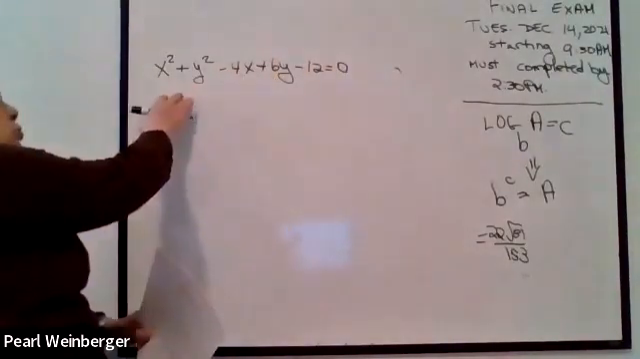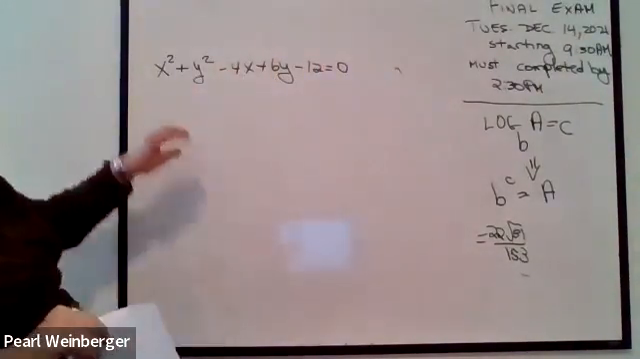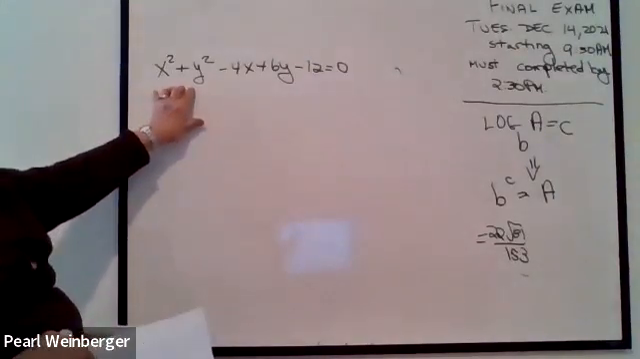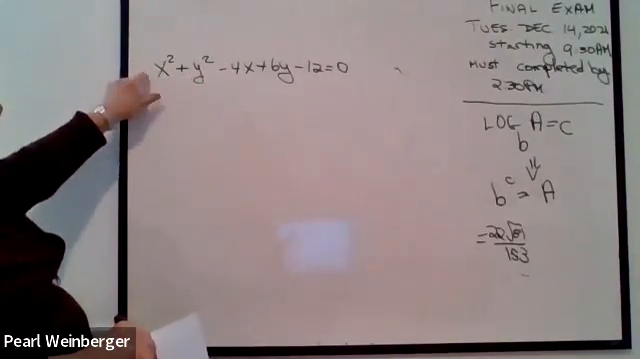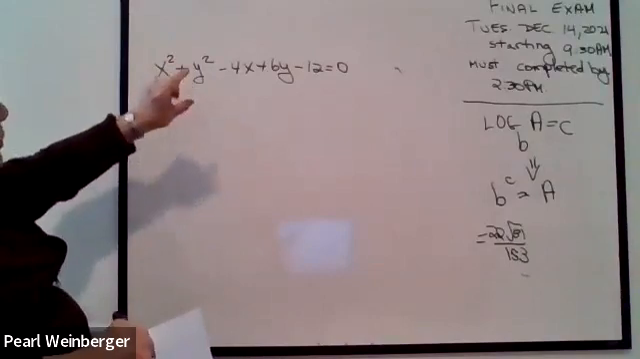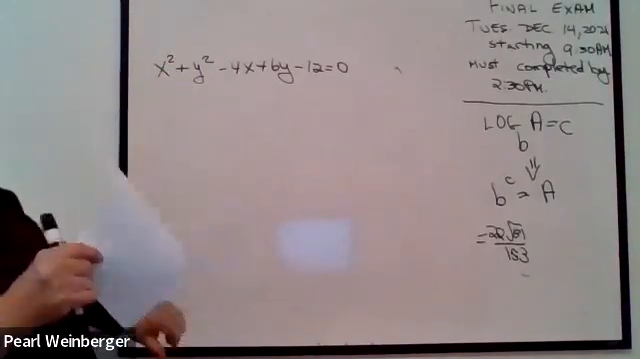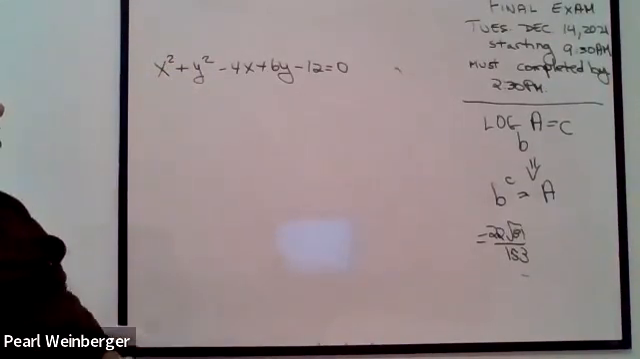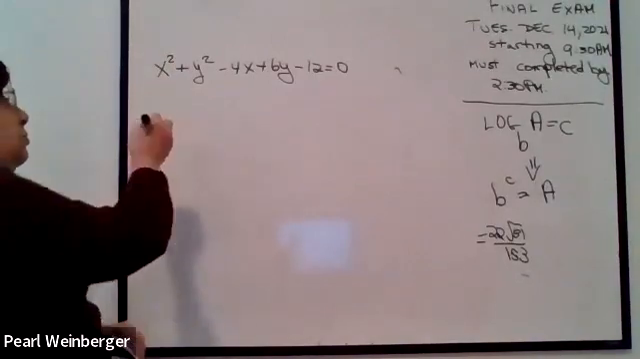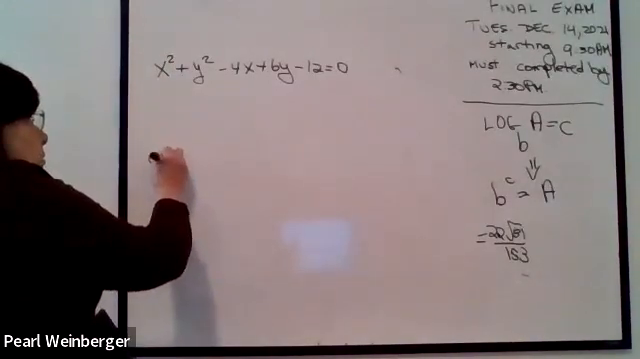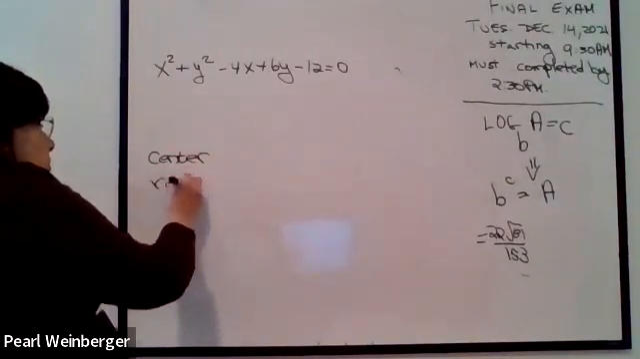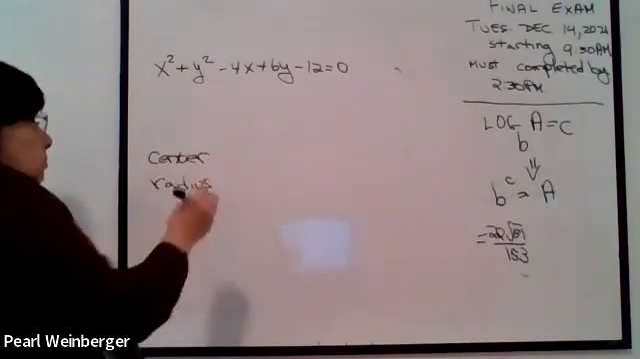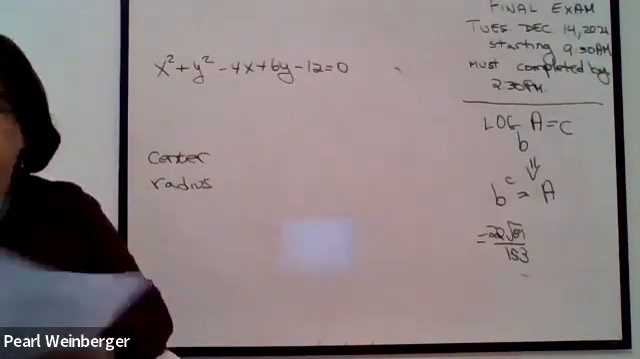By the way, I told you it's the equation of the circle, but you should recognize right away it is the equation of the circle because you have an x squared plus a y squared term and no coefficients. They both have coefficients of 1. That always makes it a circle. I want you to find the center and radius of the circle. Give you a few minutes to try that.